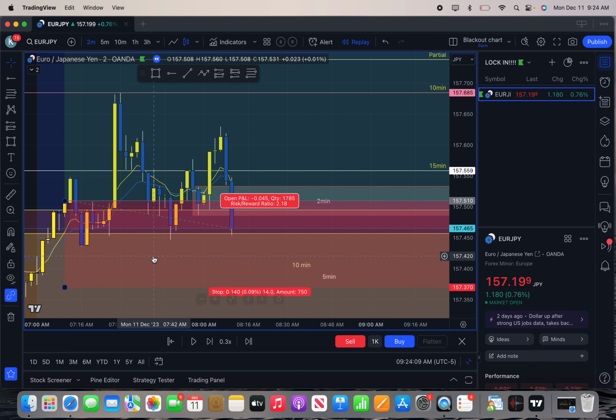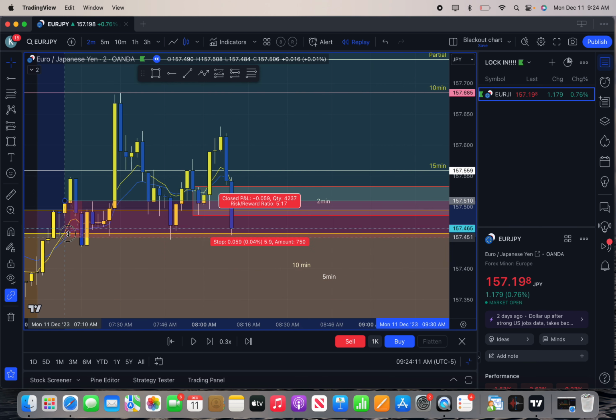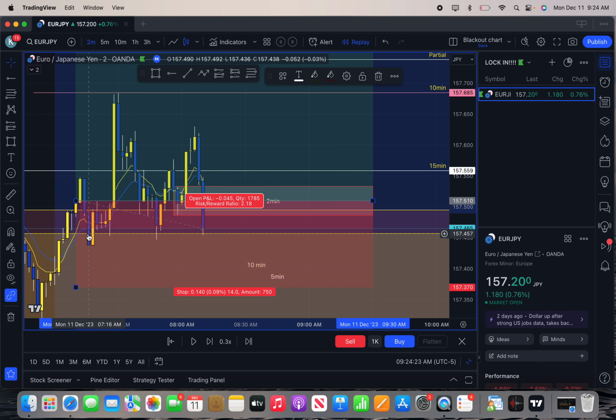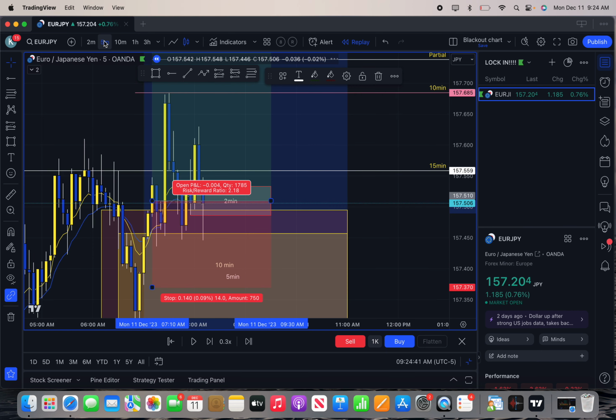And look, we had a 14 pip stop loss and got stopped out at 5. So we only lost about a third of whatever we were risking. To put that into perspective, if you were risking $100 on this trade, you would have only lost $30. If you were risking $1,000 on this trade, you would have only lost $300, which means I, in a sense, saved myself 70% of the capital that I had at risk by just managing my trade the right way.